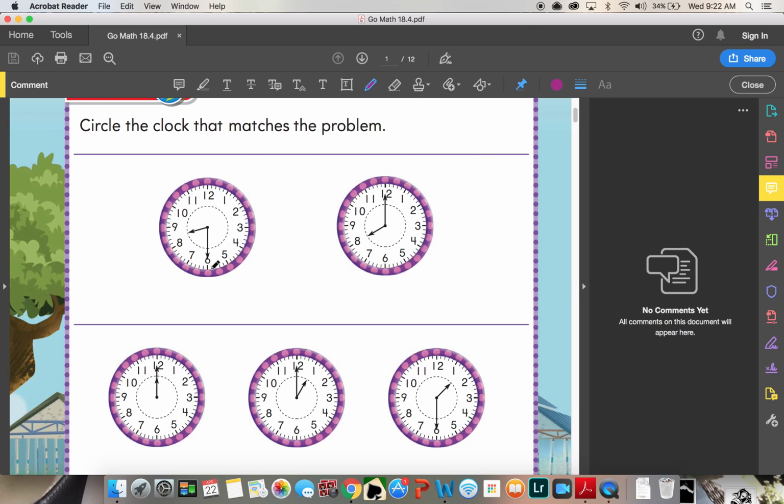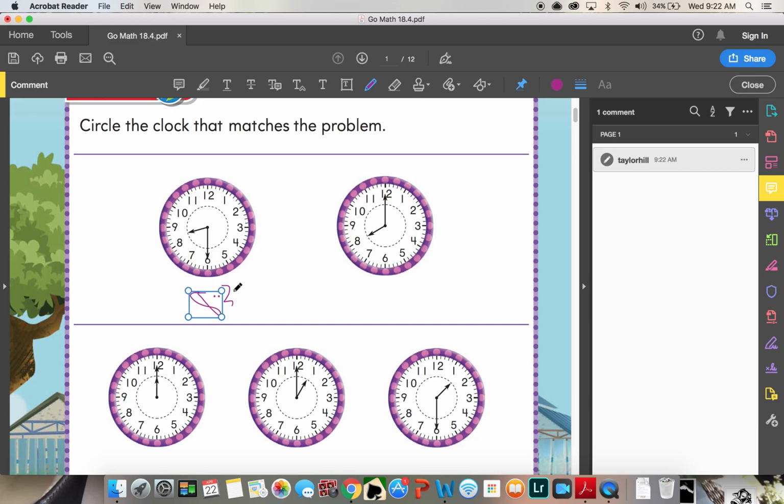This clock right here is pointing at the 6, and it's in between the 9 and the 8, so that means this clock is 8:30. But this clock right here is 8 o'clock.